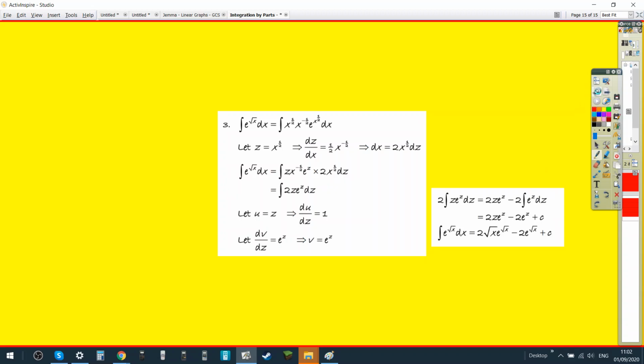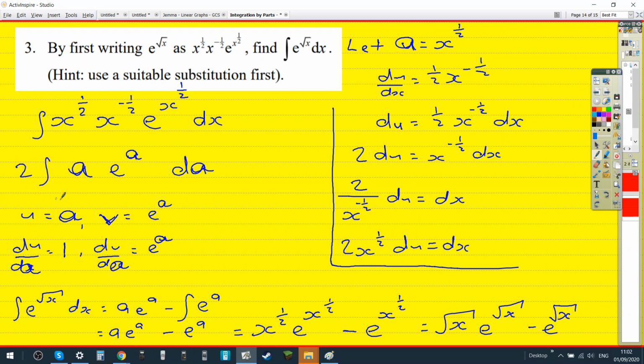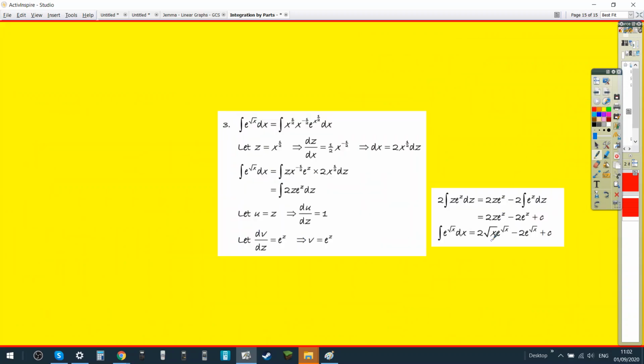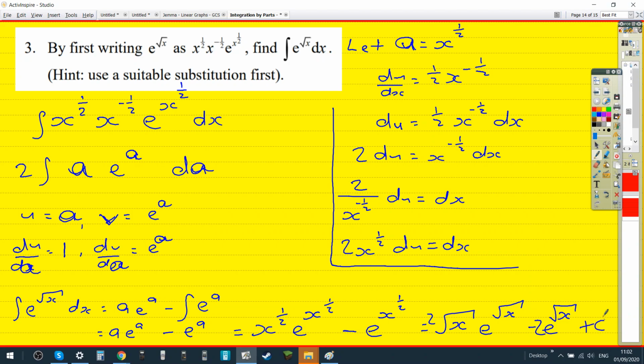Okay. Oh, we forgot to times everything by 2. There was a 2 here. Oh wait, no, we got that. Never mind. 2 root x times by 2. Yay, we got it. Oh, we forgot our plus a. There we go. Well done.